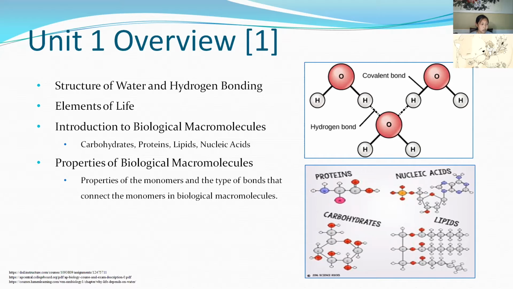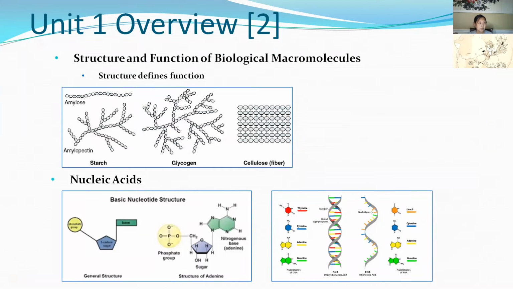So then you learn about the properties of biological macromolecules, which is basically the properties of the monomers and the types of bonds that connect the monomers in these biological macromolecules. So basically you learn about the structure and how they form. For example, proteins have different levels of structure, and nucleic acids are built differently, and carbohydrates are all sugar. Okay. Then we go on to structure and function of biological macromolecules.